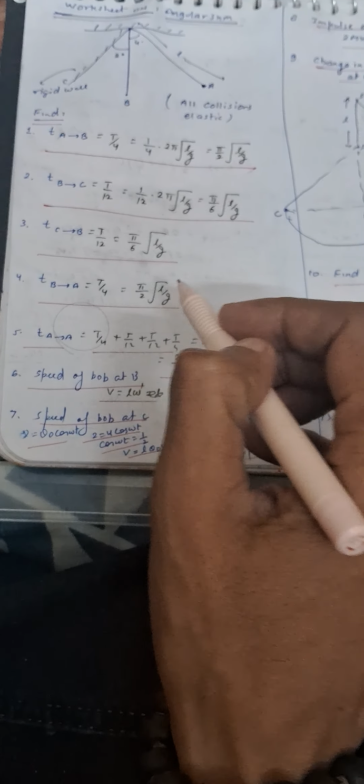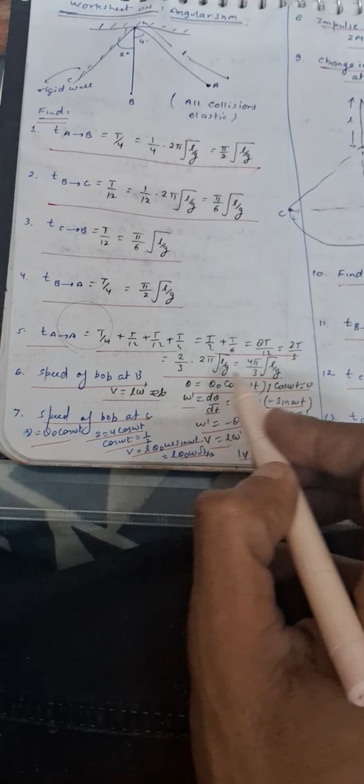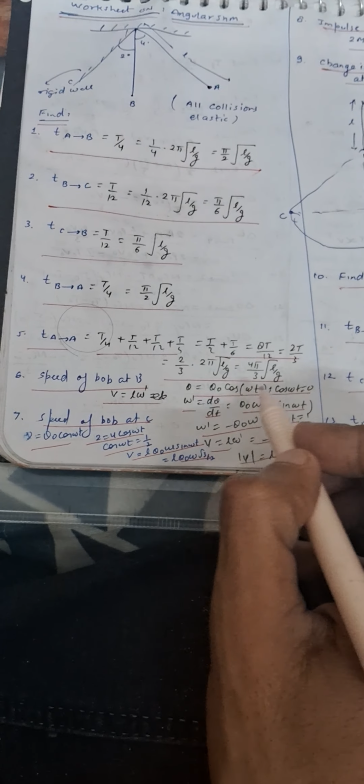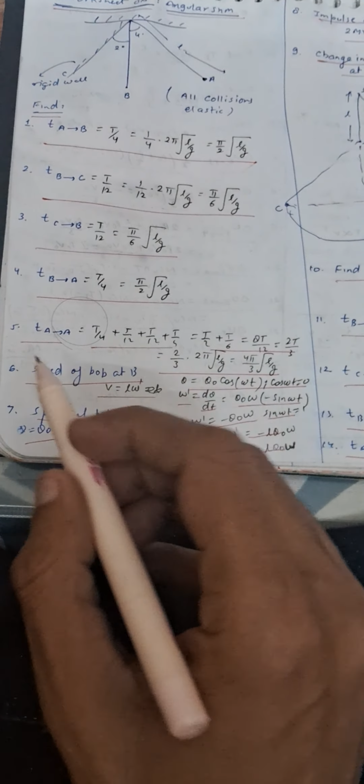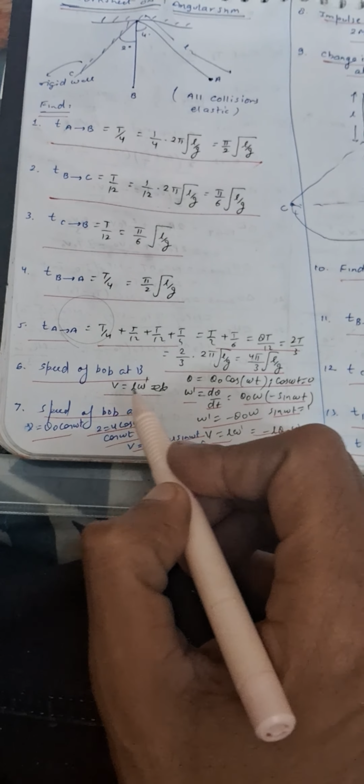Then again from C to B, the same time will be there. From B to A, T by 4. If we calculate the total time after final calculations, it comes out to be 4 pi by 3 root L by G. Next is we need to find the speed of the bob at B.